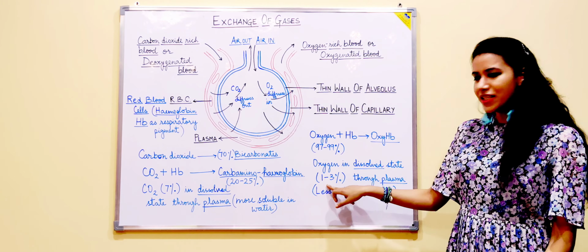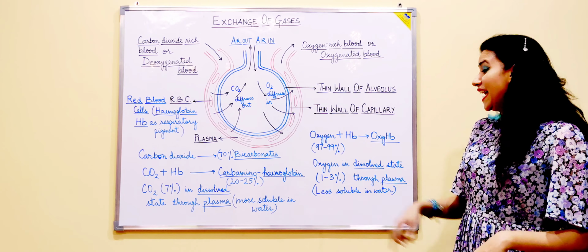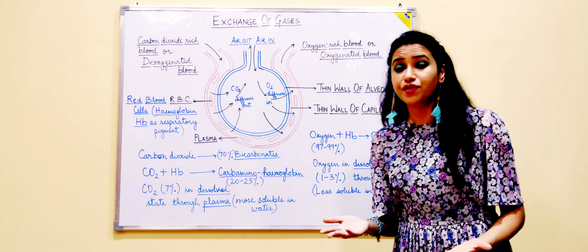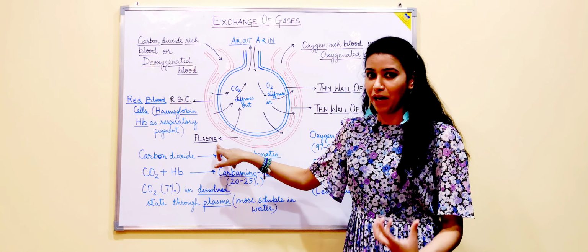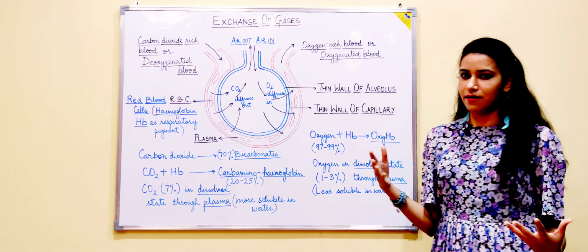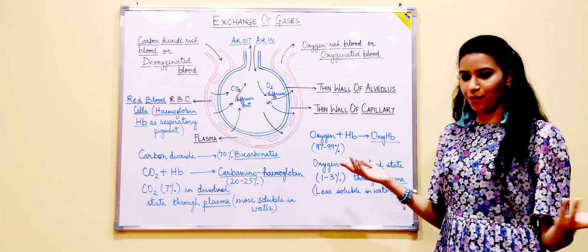Let's talk about the rest of the oxygen. Approximately 1 to 3% of the oxygen is transported in the dissolved state through the plasma. The plasma is the fluid part of the blood in which the different cells are suspended, right?